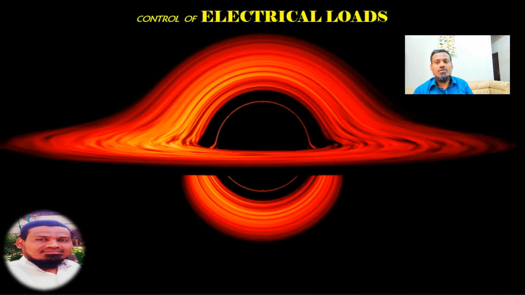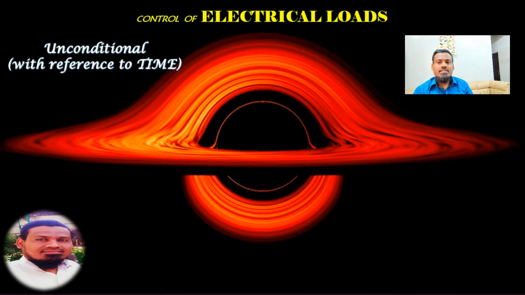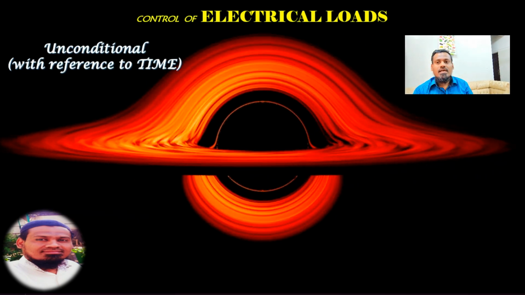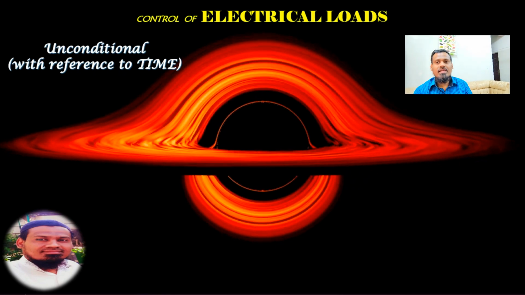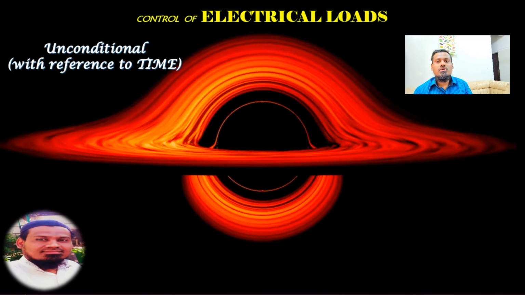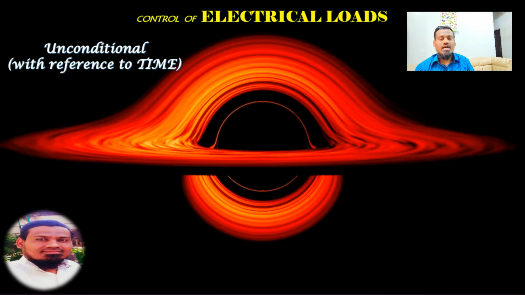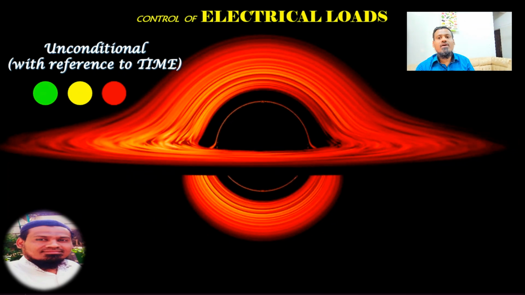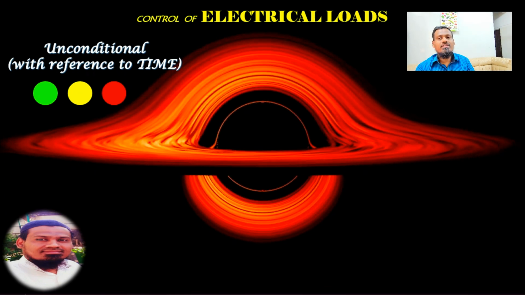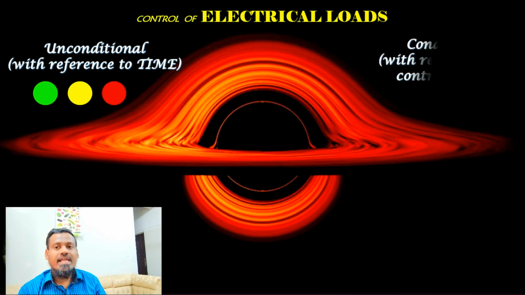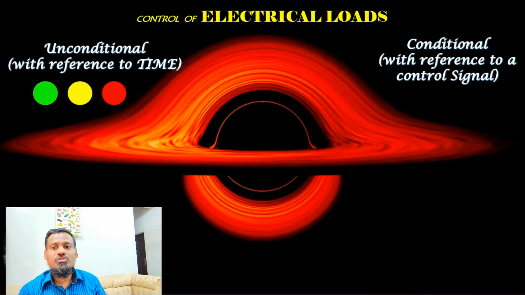When we discuss the control of electrical loads, this can be broadly classified into two categories. By the word unconditional, it means we are going to control the electrical loads with reference to time. In the unconditional category, we will not have any sensor output values to control the electrical loads. The main place where you can see this kind of unconditional control is our traffic lighting system, where we have a fixed time for green light, a fixed time period for yellow light and a fixed time for red light.